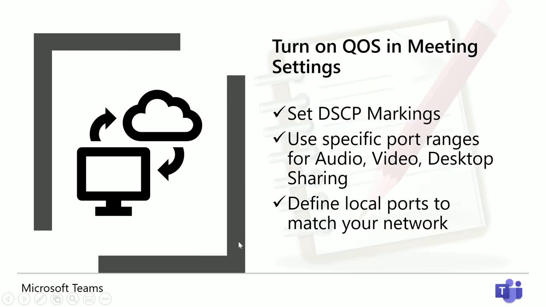So quick recap, for enabling QoS, you're going to set your DSCP markings. You're also going to use your specific port ranges for audio, video, and desktop share. And lastly, you need to make sure that you're defining the local ports that match your network. So if you're going to change these values around, you've got to make sure that you're doing the due diligence on your network equipment as well.